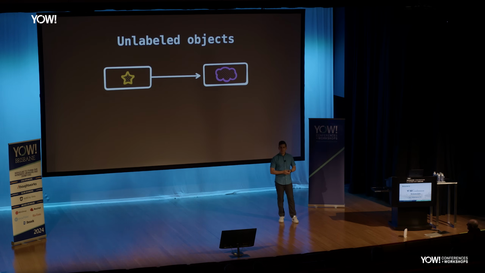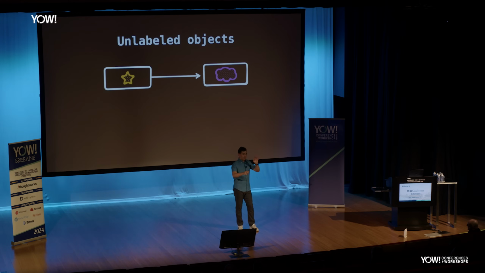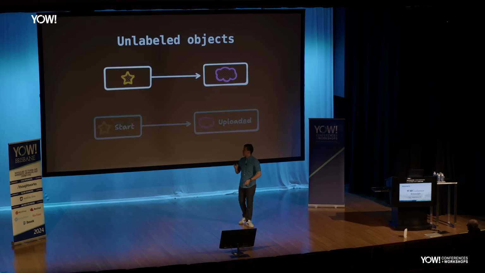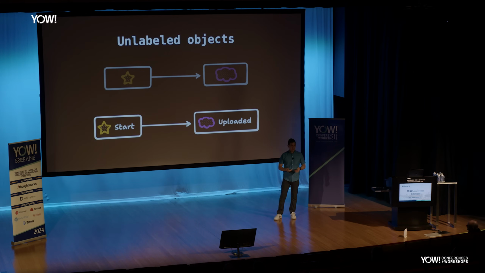So the first one, unlabeled objects. You've probably seen diagrams with these random symbols everywhere or these colored boxes or something, and they're just pointing to each other. And this might make sense to whoever made the diagram, but really it's very confusing. It does not take much effort to just add some text describing what these objects are.